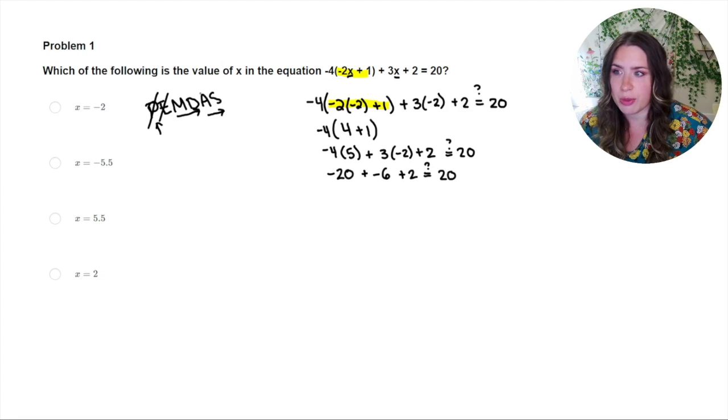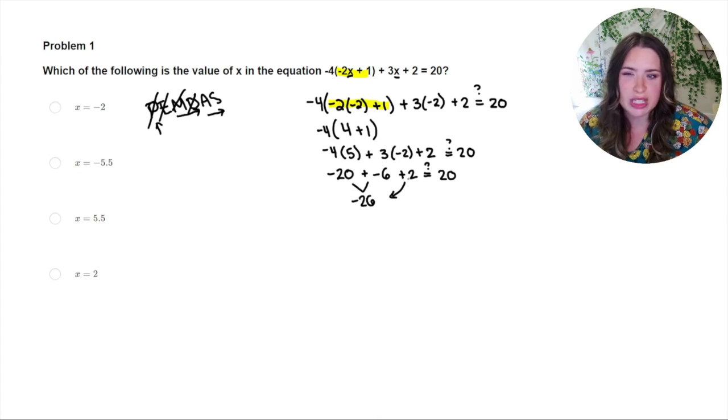All right, now that we're done with multiplication, there's no division, so we're on to addition and subtraction from left to right. But really with addition and subtraction, you can do it in any order. So -20 plus -6 is going to be -26. And then we have to add the 2 to that.